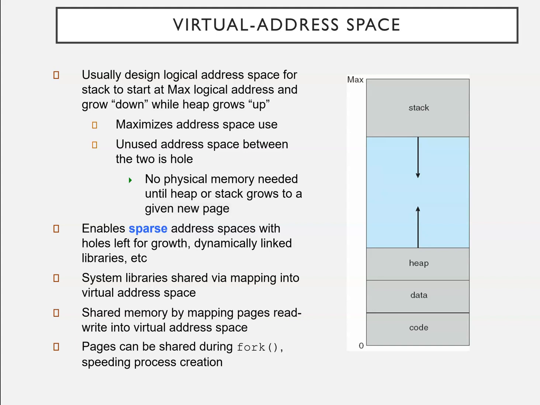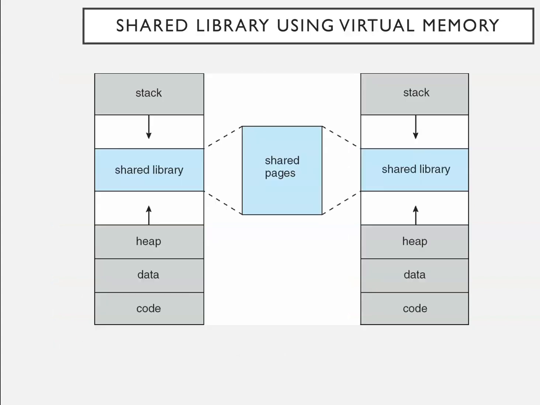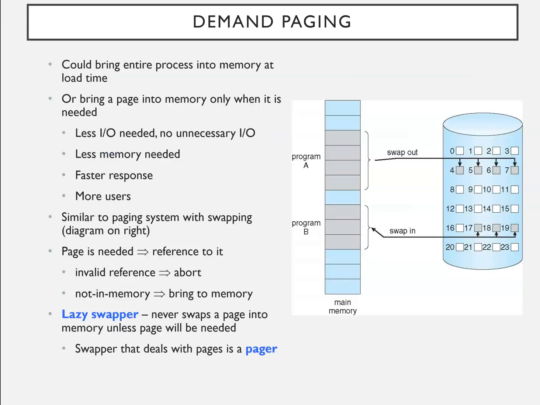System libraries are shared via mapping into a virtual address space, and shared memory by mapping pages with read-write capability into our virtual address space. Pages can be shared during fork, speeding up process creation, or the Windows equivalent, for example. So the way shared libraries work is basically we'd have what's designated as a shared library in our space, and then shared libraries separately in actual memory, and it can be used by multiple processes.